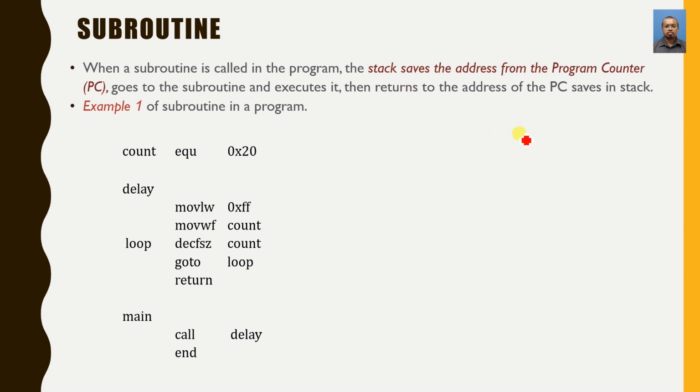Okay, this is what I mentioned just now. When the subroutine is called in the program, the stack saves the address of the program counter, and then goes to the subroutine and executes it. Once you are done with the subroutine, the stack will return the address of the program counter.